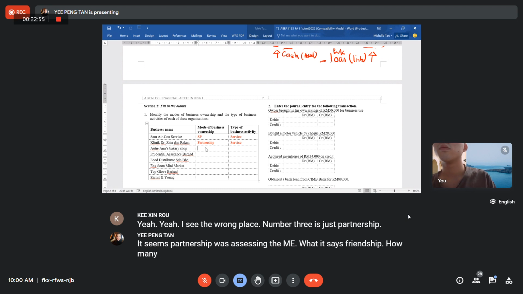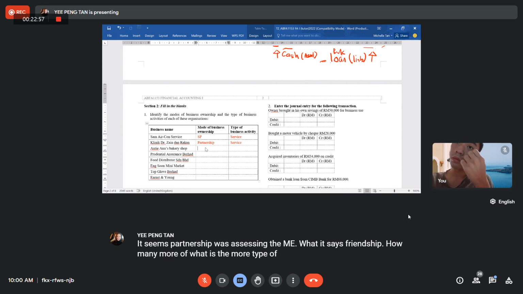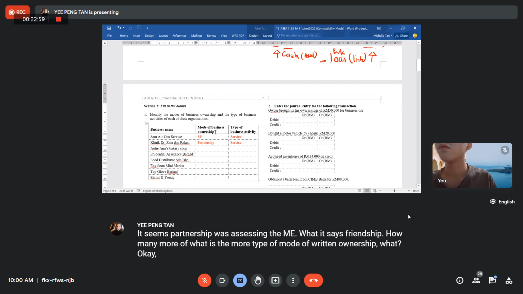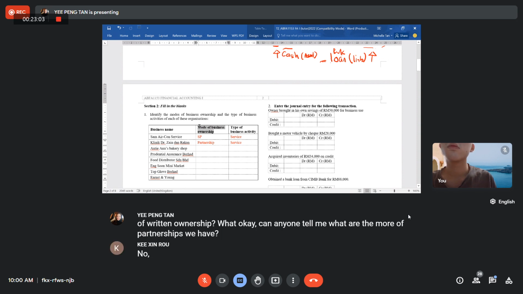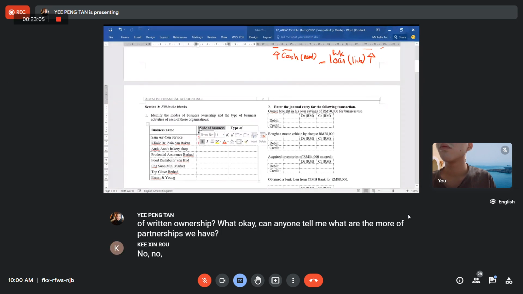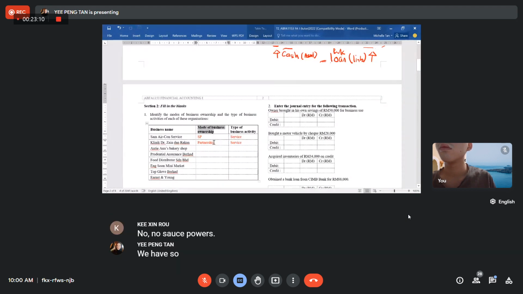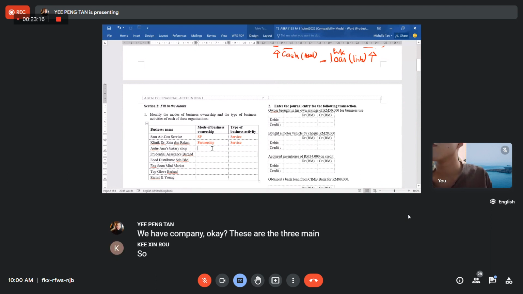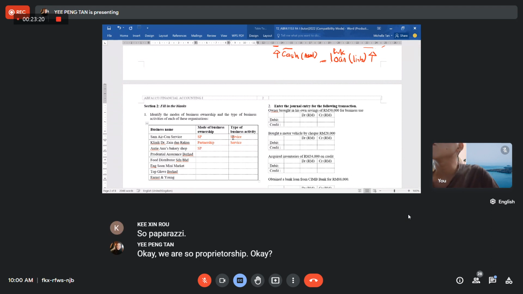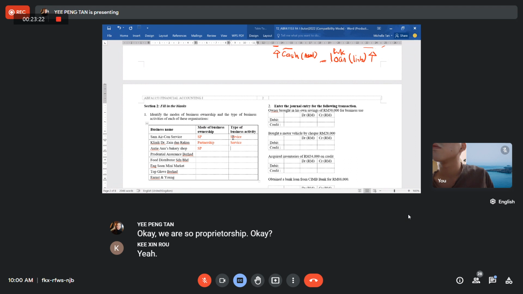What is the type of mode of ownership? Can anyone tell me what the modes of ownership we have? We have sole proprietorship, we have partnership, we have companies. These are the 3 main ones. Then bakery shop is what?